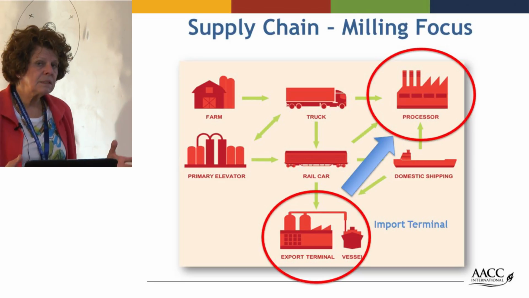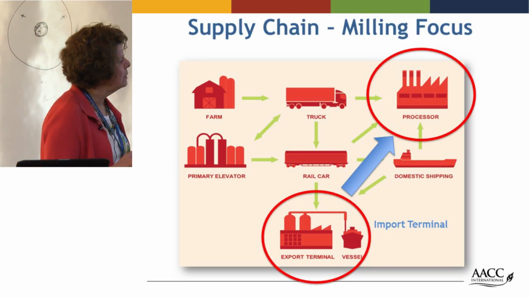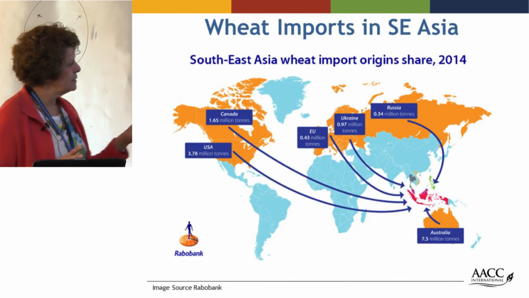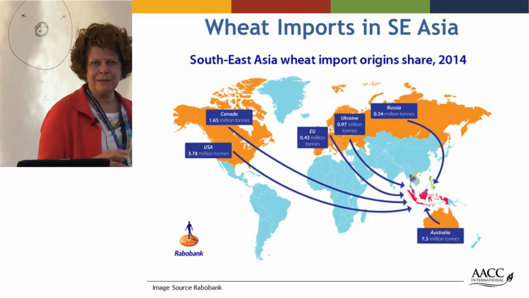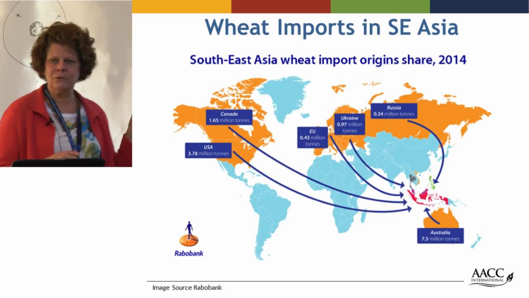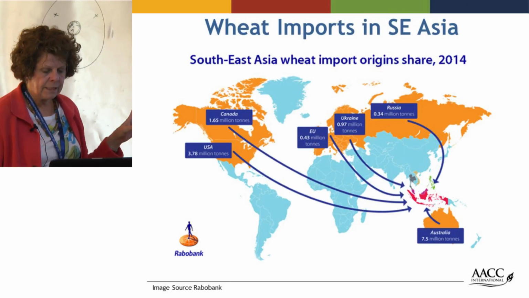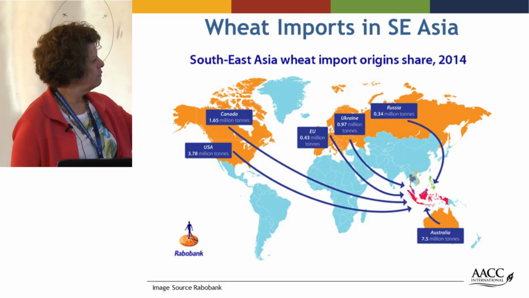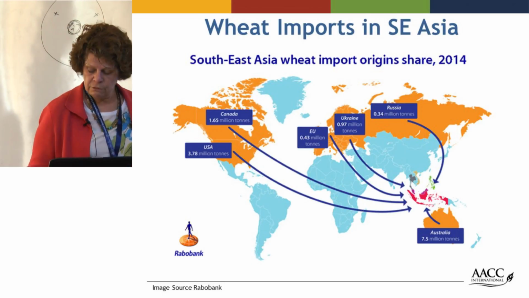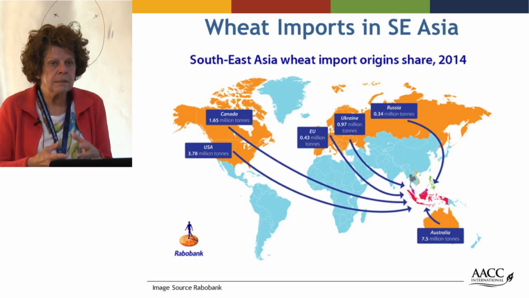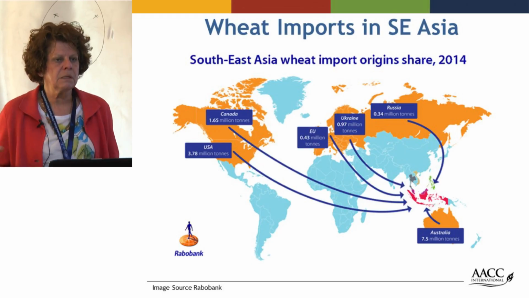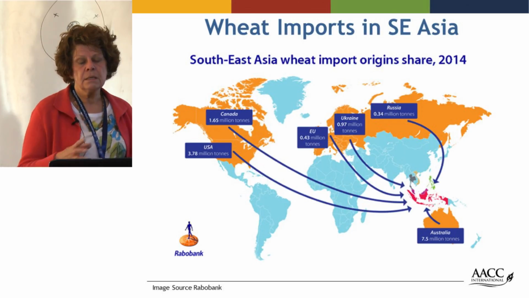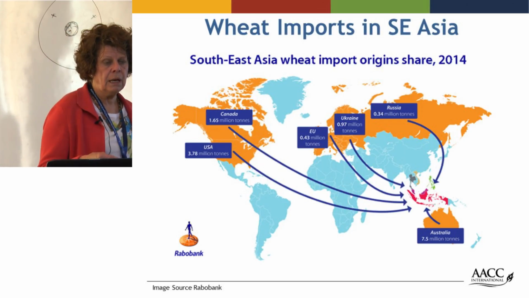The wheat that comes to this part of the world comes from a number of different places, and I apologize. I have this map because it's for Southeast Asia, and I went looking to find a similar one for India, and I couldn't find it. But in fact, you are buying wheat from the same type of places, from Canada, from Ukraine, from Russia, from Australia. So the product that's in that shipment is coming from a number of different locations. In fact, different countries choose to buy from different locations.